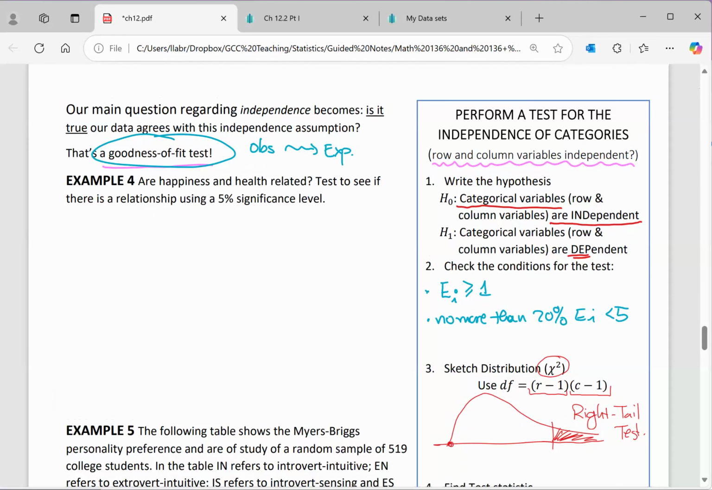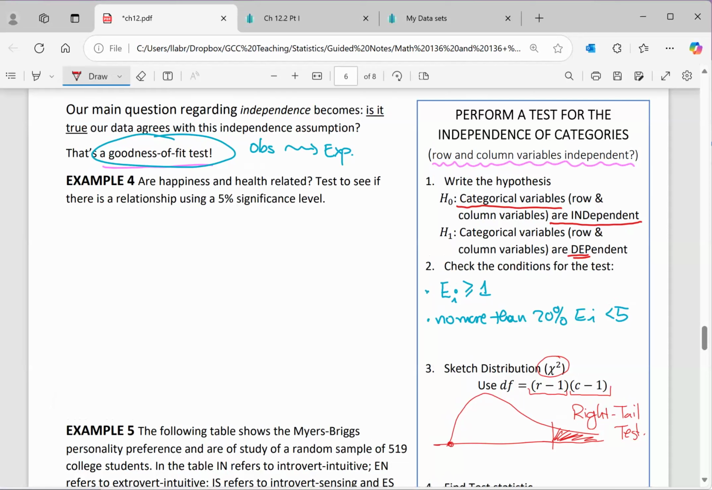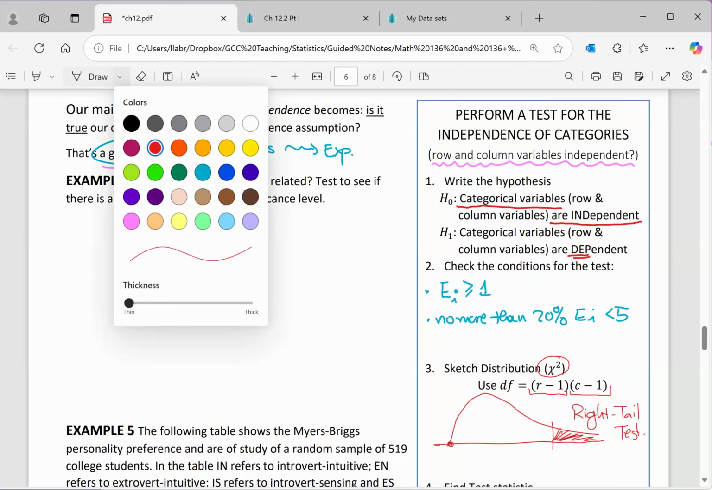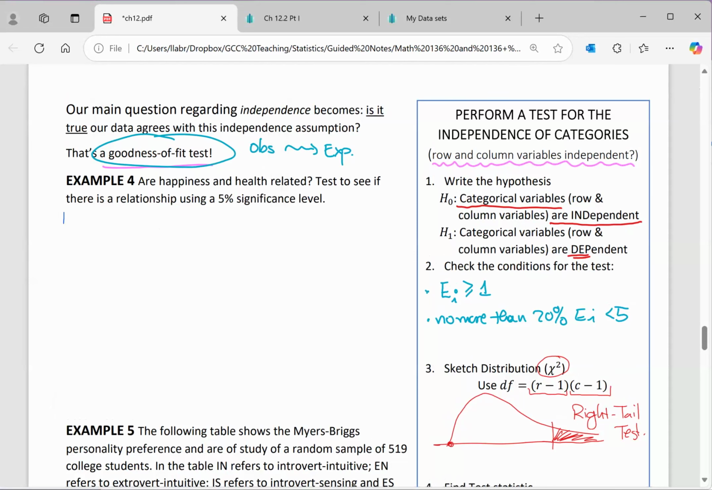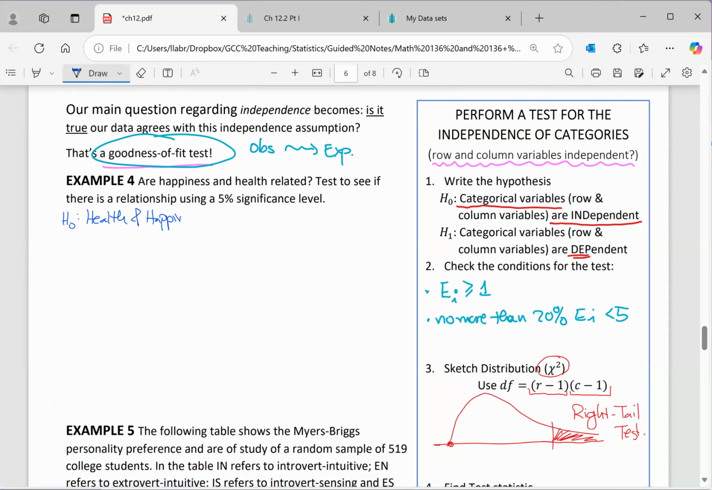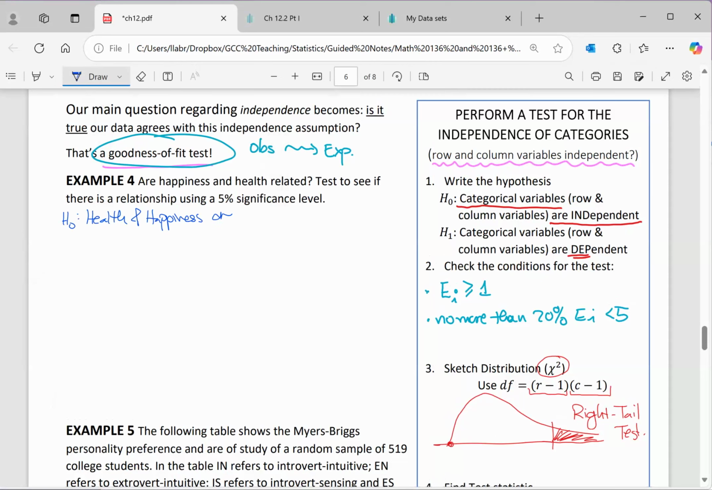Let's complete our hypothesis test. So are happiness and health related? That's the question. Notice they're asking, are they related or independent? So we're going to test to see. I'm going to start with my null hypothesis. I'm going to say health and happiness, so always write out the variables, are independent. And the alternative is that they are not.